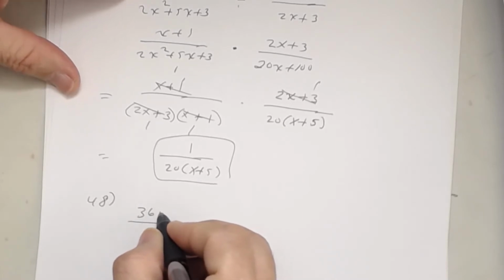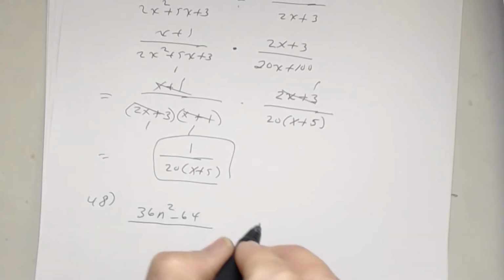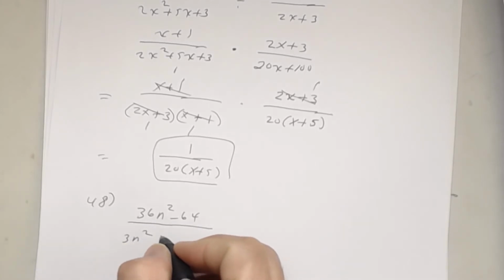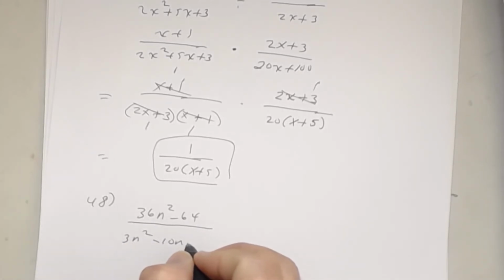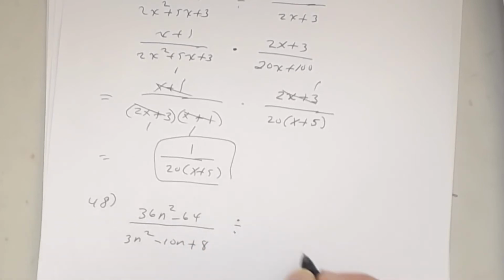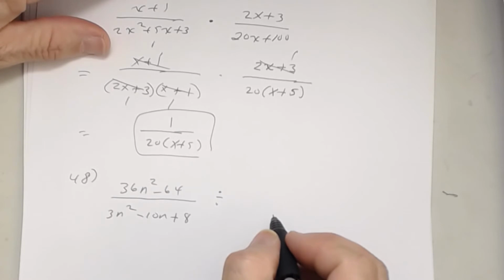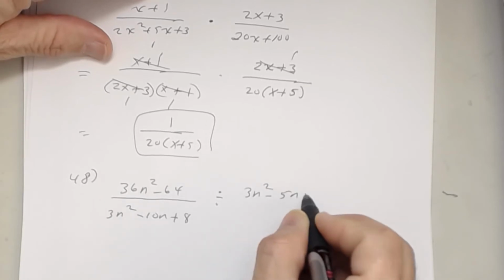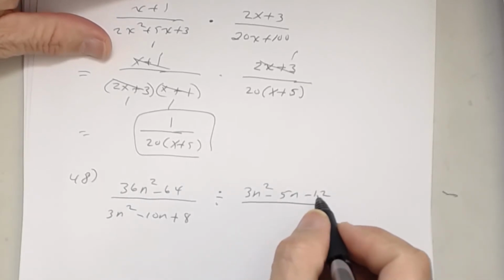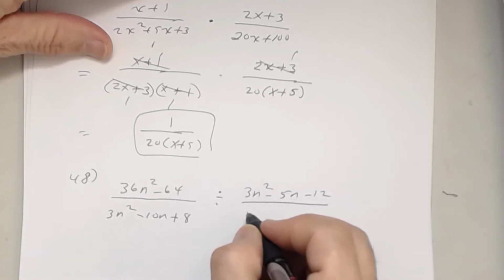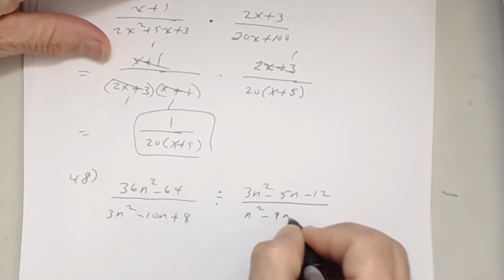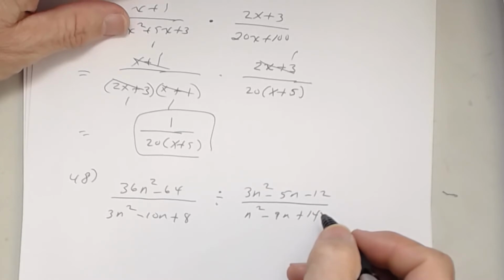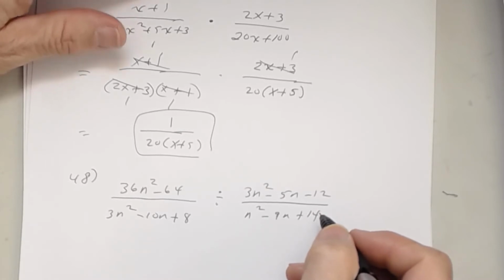(36n squared minus 64) divided by (3n squared minus 10n plus 8), divided by (3n squared minus 5n minus 12), divided by (n squared minus 9n plus 14). Okay.